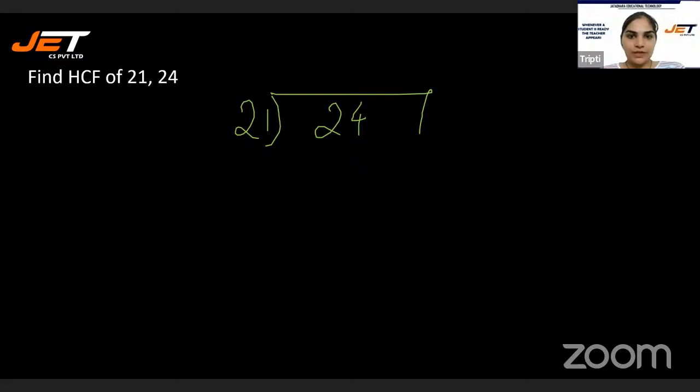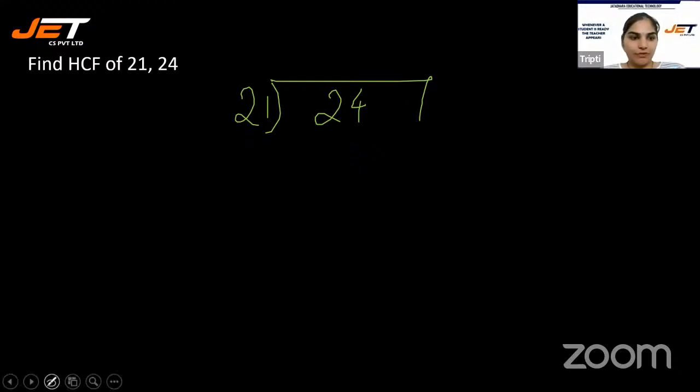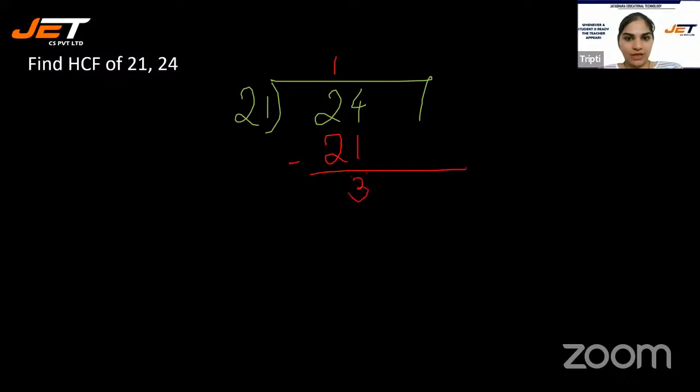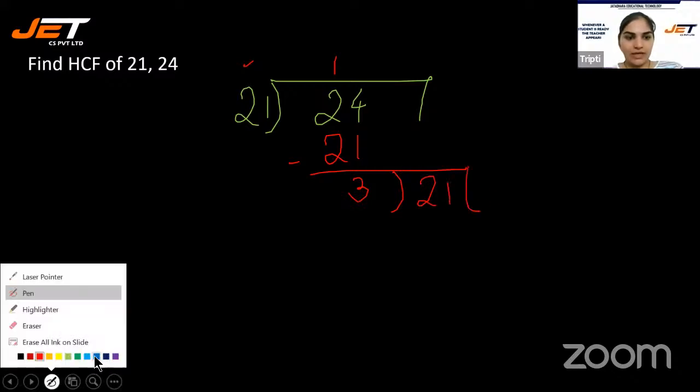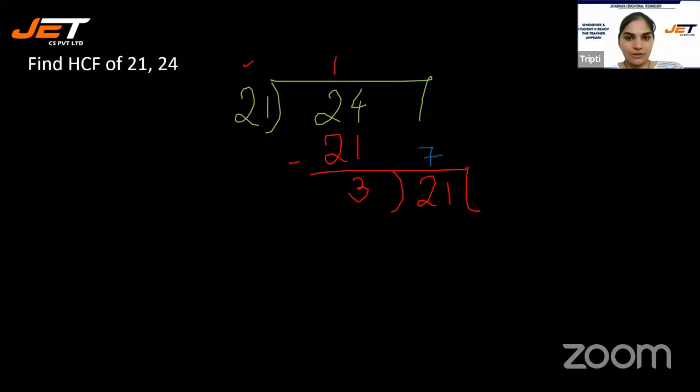All right, dear children. So 21, 24, 24 is being divided by 21 here. 21 times 1 is 21. I got the remainder as 3. Now 21 was the divisor earlier. I'll make it as the dividend, right? Now I'll do it like 3 times 7 is 21.